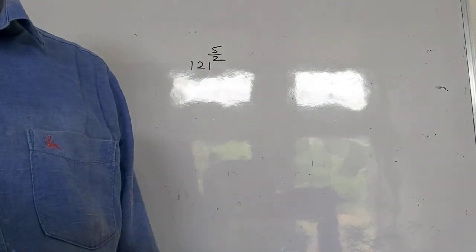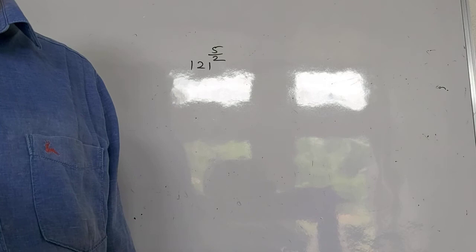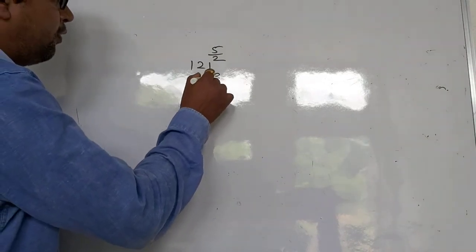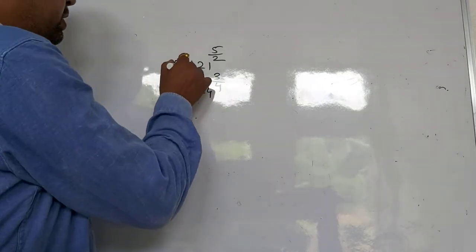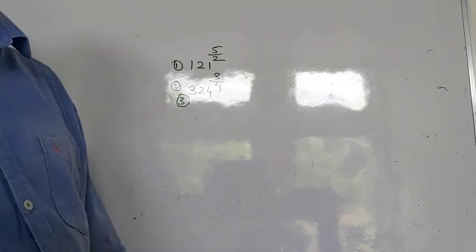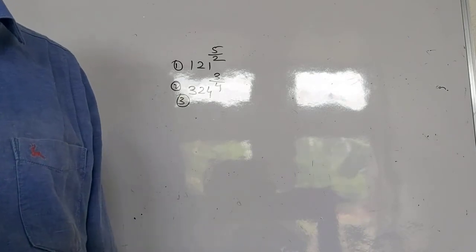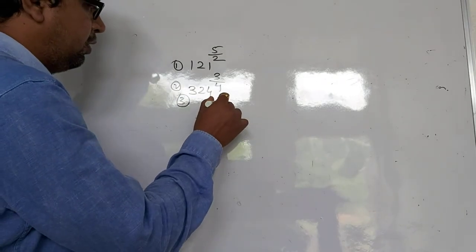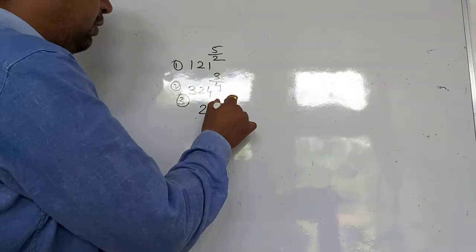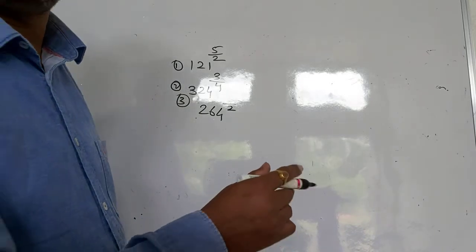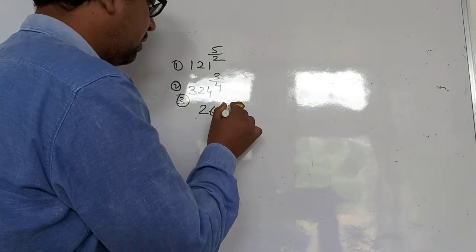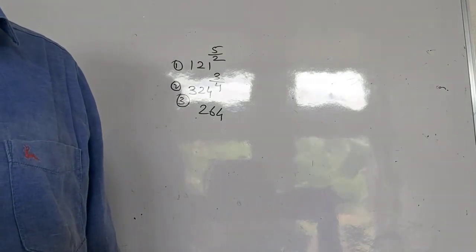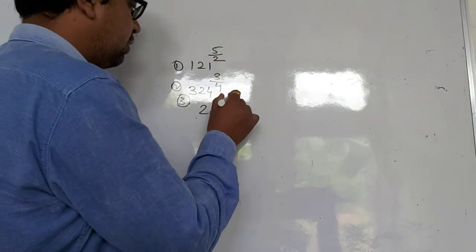Second one, cube of fourth root of 324. So cube of fourth root of 324 means in this way. Third, fifth root of square root of 264. So this will be the square root of fifth root of, it is not a power, actually it is fifth root of square of 264. So in this way.